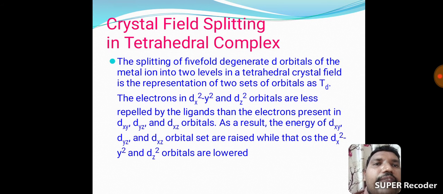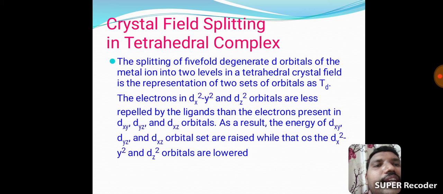See, crystal field splitting in tetrahedral complex. The splitting of 5-fold degenerate d orbitals of the metal ion into 2 levels in a tetrahedral crystal field is the representation of 2 sets of orbitals as Td.